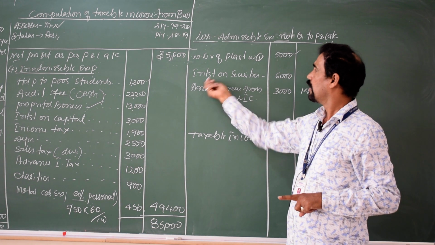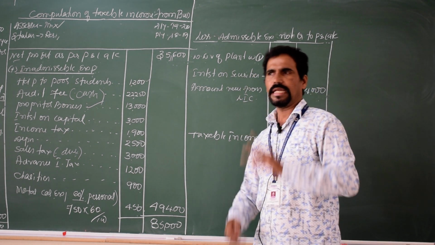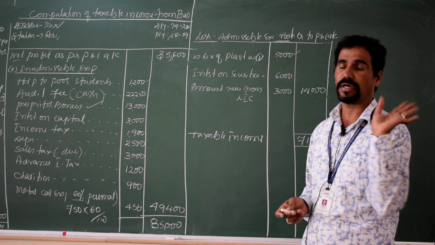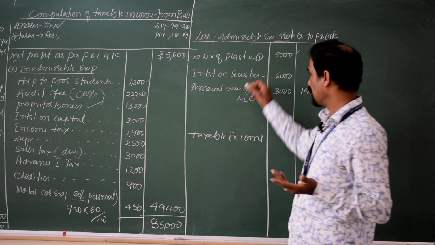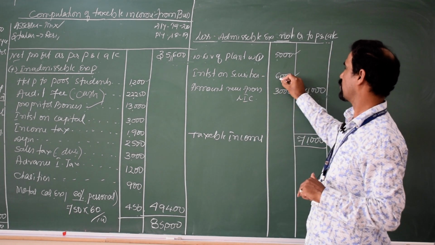Next, interest on securities. I told you any securities or dividend is not part of the business, it is income from other sources. He has given 6,000 rupees, so you can take the 6,000 rupees directly.